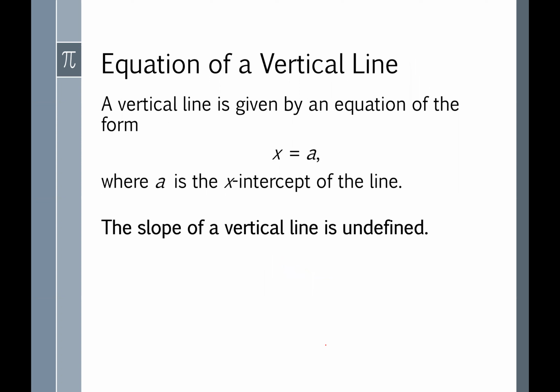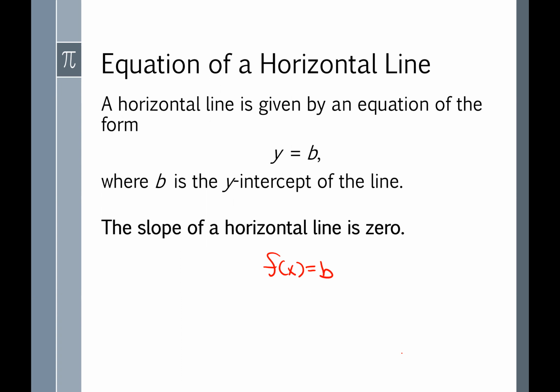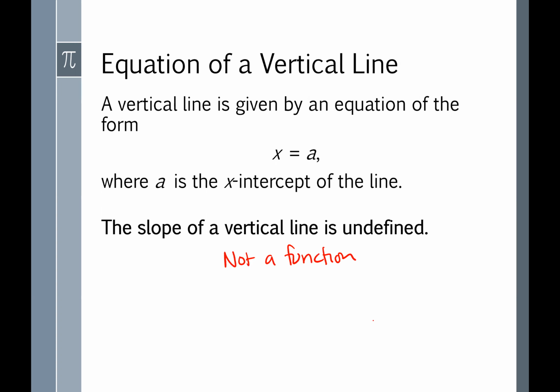We also have x equals a. This is a vertical line. So whenever you have x is equal to a constant, that's a vertical line. This is not a function. The slope of a horizontal line is 0. There's no x term there because m is equal to 0. Over here, not a function, the slope is undefined.